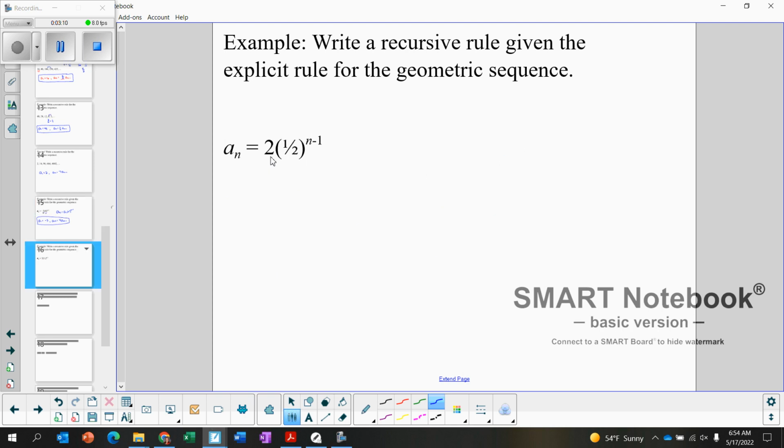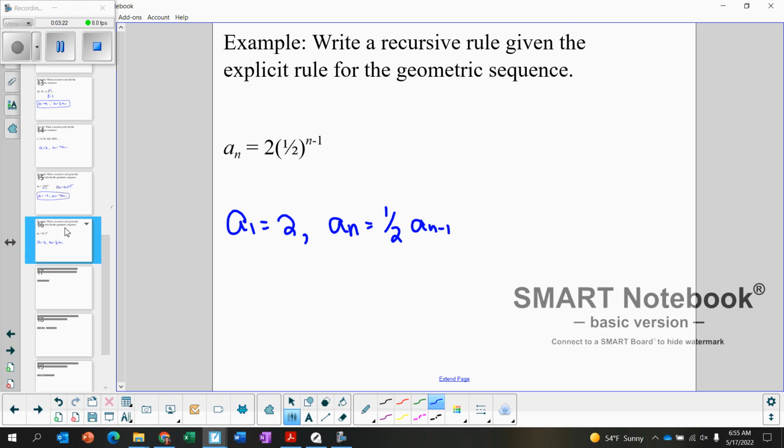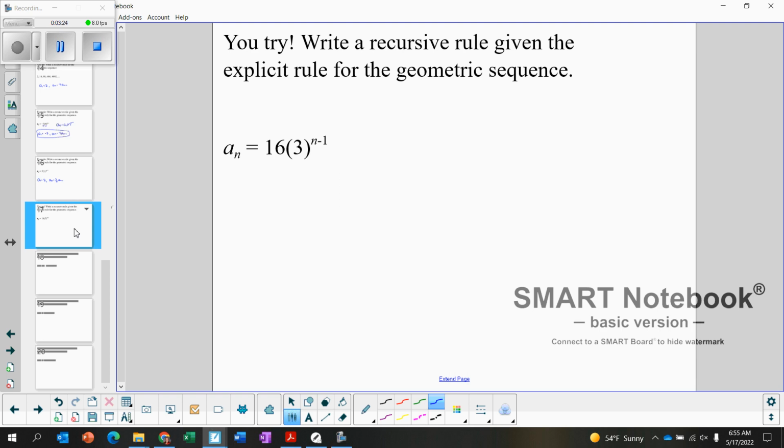All right, again, a sub 1 is 2. And then I have 1/2 as my r. And that's my recursive rule. So go ahead again, pause, and then you can check your answer. All right, so check that. A sub 1 equals 16, and a sub n equals 3 times a sub n minus 1.